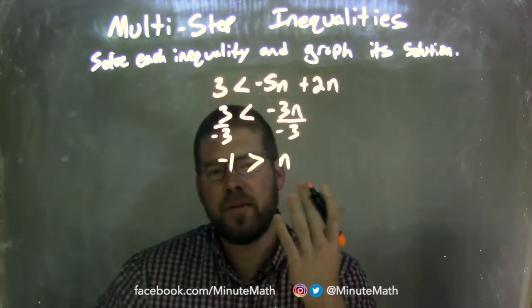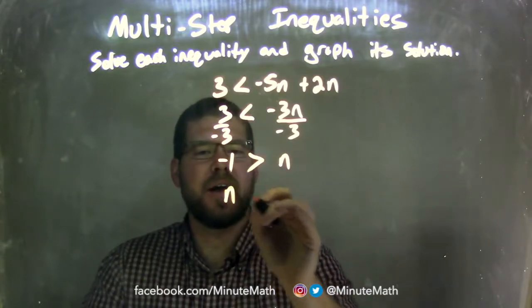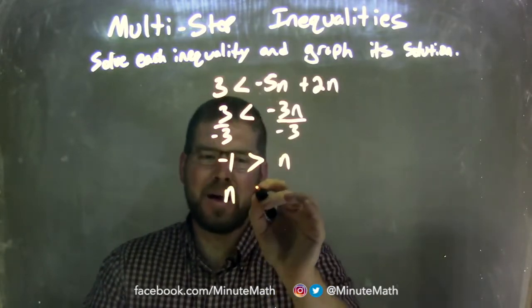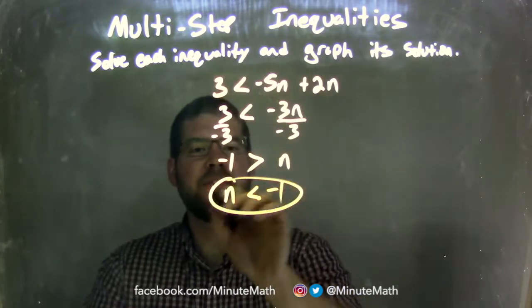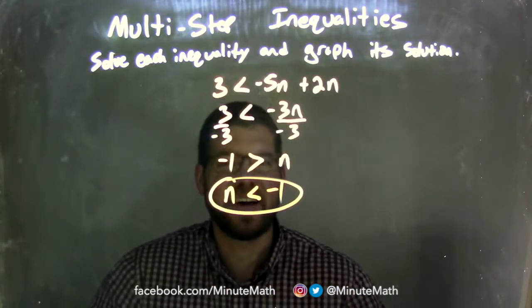Now I need to rewrite this to have n come first. So to do that, n comes first. I flip the inequality sign back over, less than negative 1. And there we have it. We have n isolated by itself, and it's less than a negative 1.